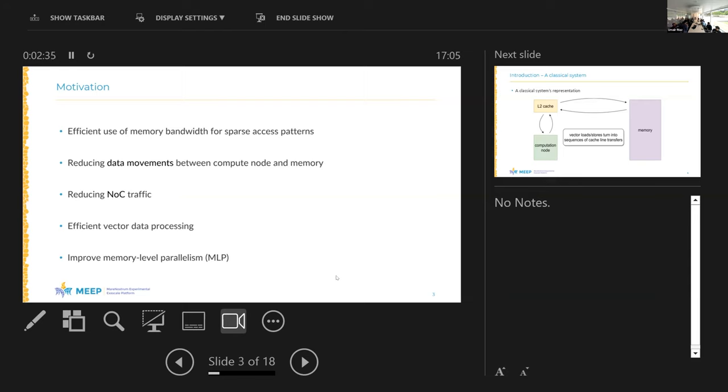And what does that mean? I'll explain it later. Eventually we will also reduce the NoC traffic with it. And to keep the semantics consistent for vector data processing, we are trying to deal with vector data much more efficiently by bypassing the cache in some ways. And ultimately we are trying to improve memory level parallelism with this module.